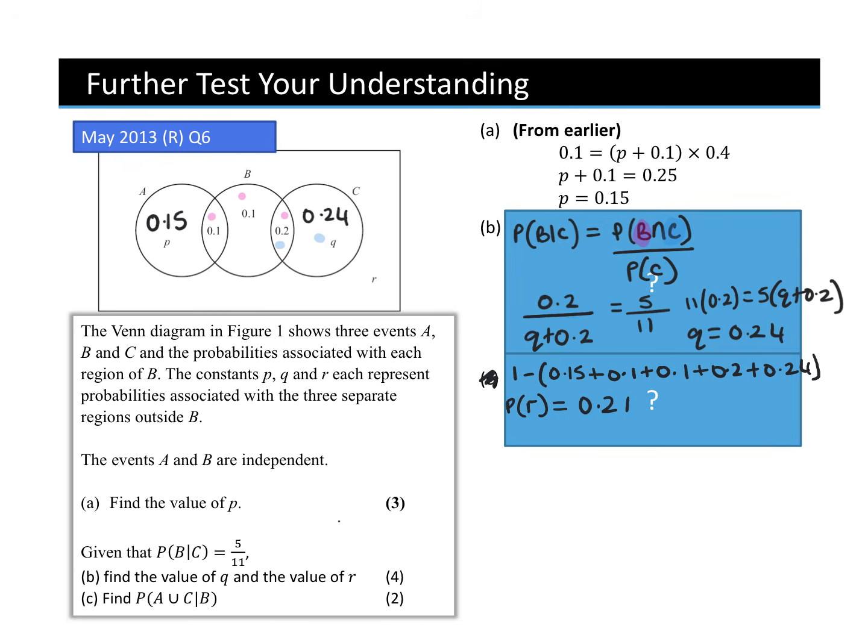The last part says, find the probability of A union C given B. Okay, so how does this look? A union C given B. This looks like this. The probability of A union C given B. Using our formula, we know this is the probability of A union C intersection B over the probability of B.